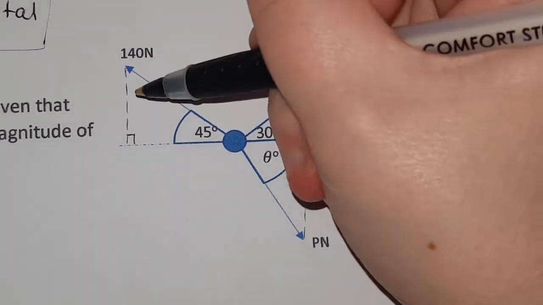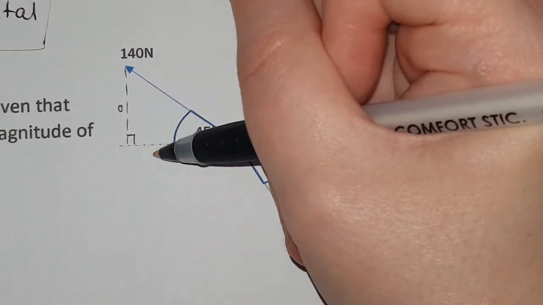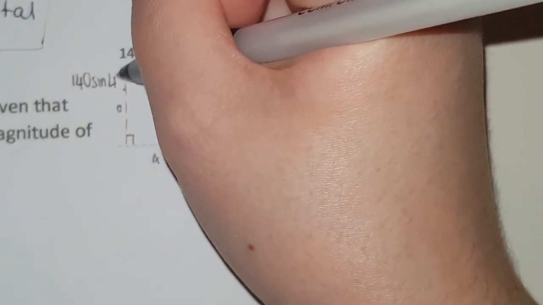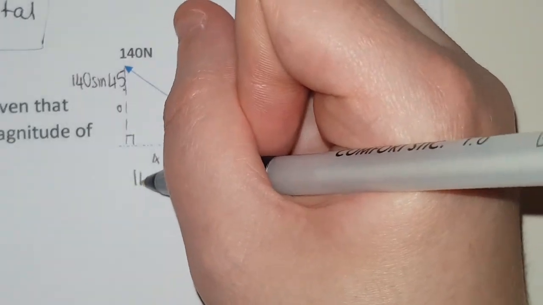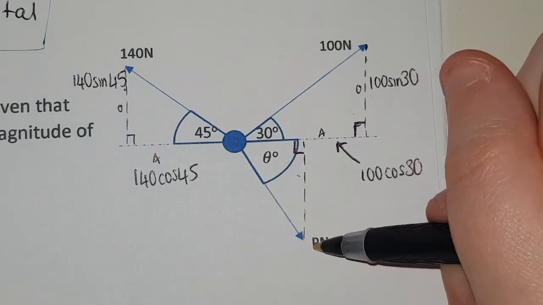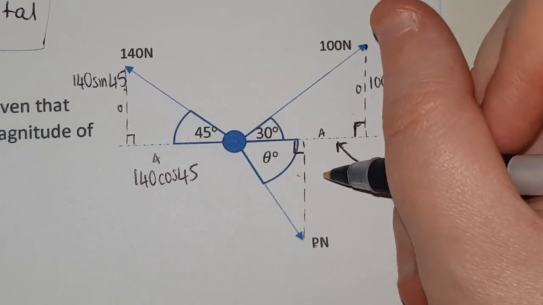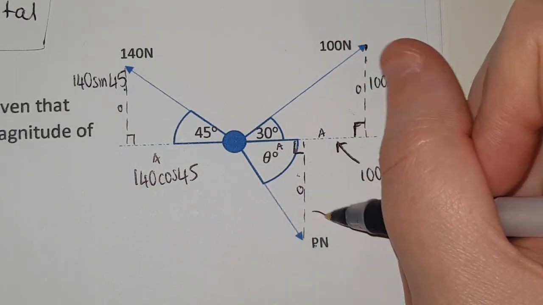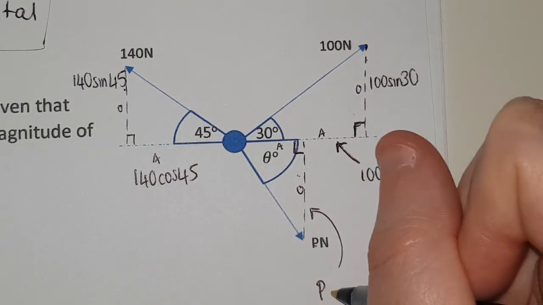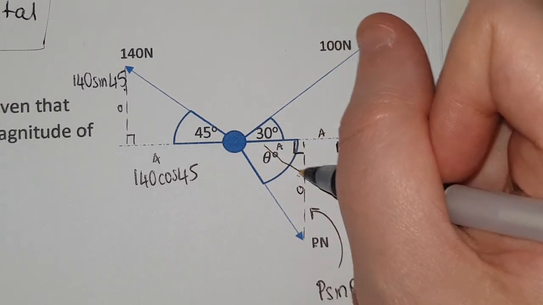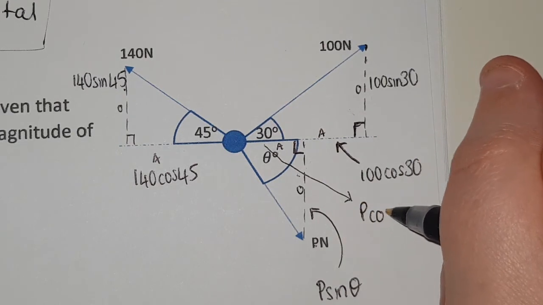So if I look at this one, this is our opposite side, this is adjacent, so that makes this side 140 sine 45. And this side at the bottom 140 cos 45. And then I've got my force here that is a force of P and an angle of theta. So you've got this side is opposite and this one's adjacent. A little bit more awkward to label, but the opposite side here is just going to be P sine theta, and the adjacent side is going to be P cos theta.